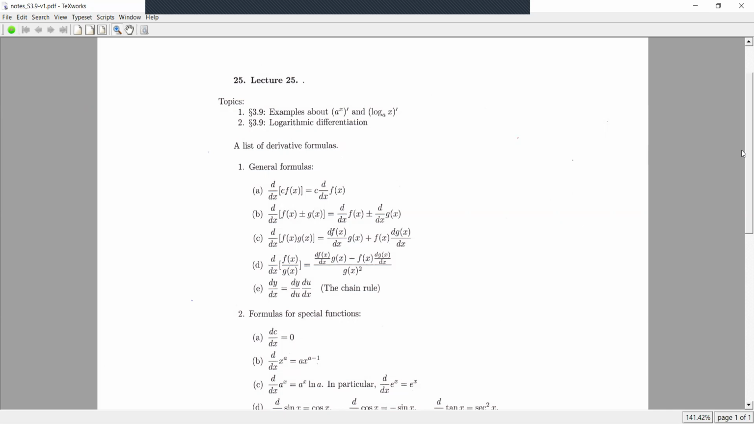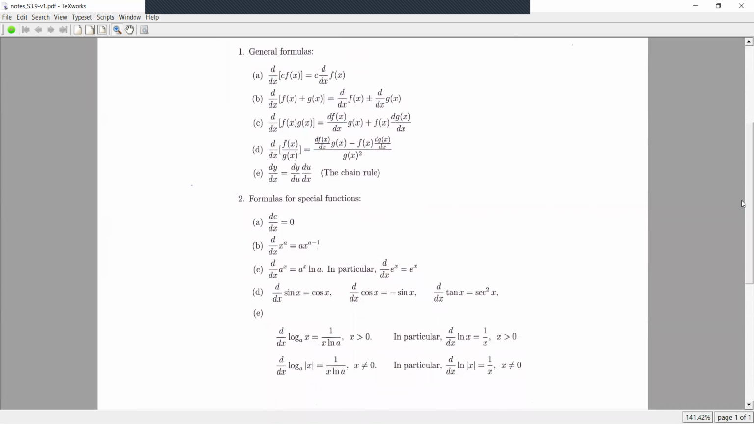There are 11 formulas that we need to remember. 10 are from sections 3.3, 3.4, and 3.5. One is from section 3.7, which is the chain rule. Now today, in topic 1, I want to show you examples about these two formulas for exponential functions and these 4 formulas for logarithmic functions.